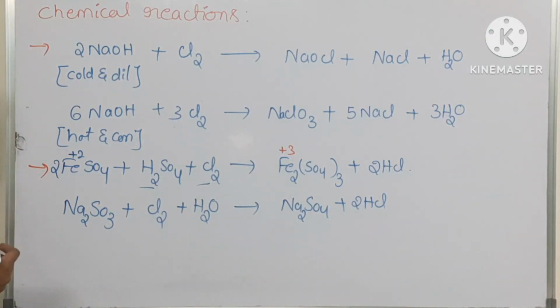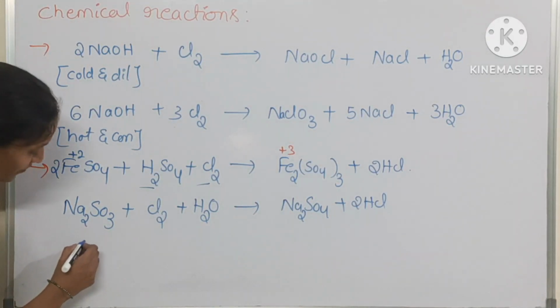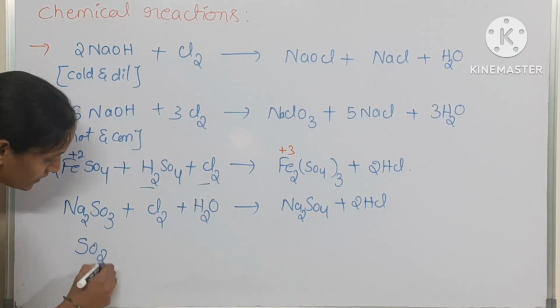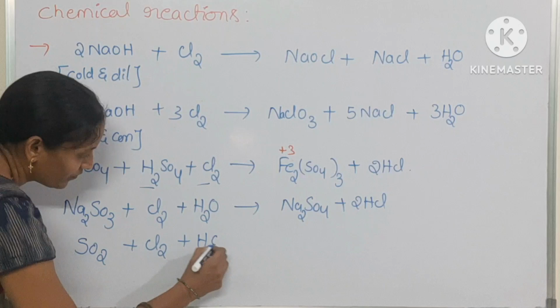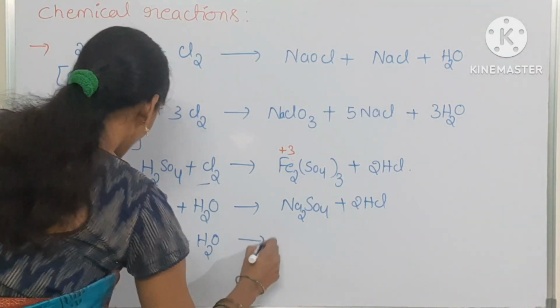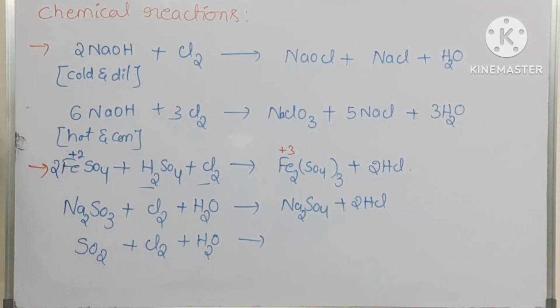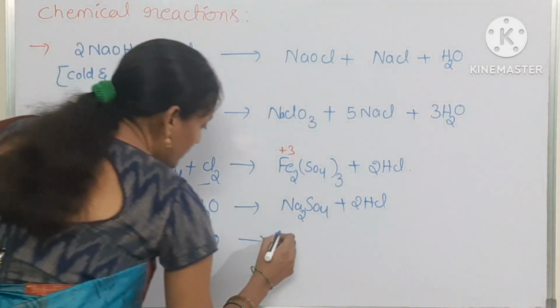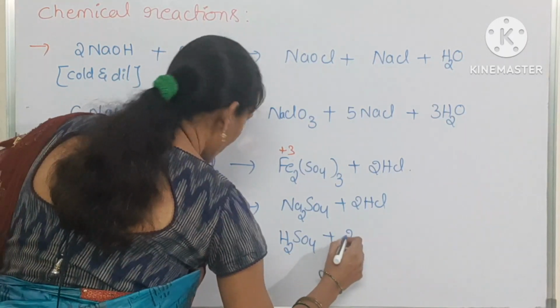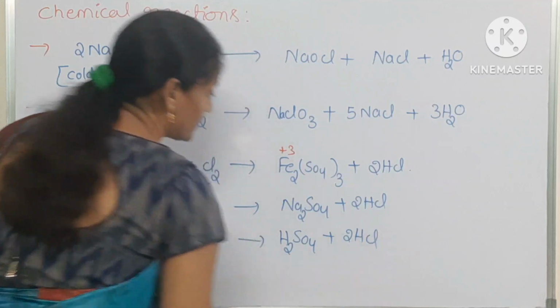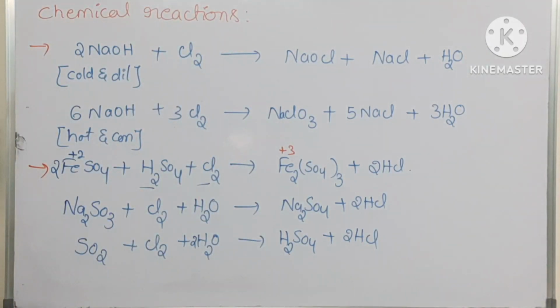Then next reaction, sulfur dioxide reacts with chlorine and also water is there. You can take 2 moles water, then it will form sulfuric acid, H2SO4 and 2 moles of hydrochloric acid. Just note all these reactions. We will move to next reactions.